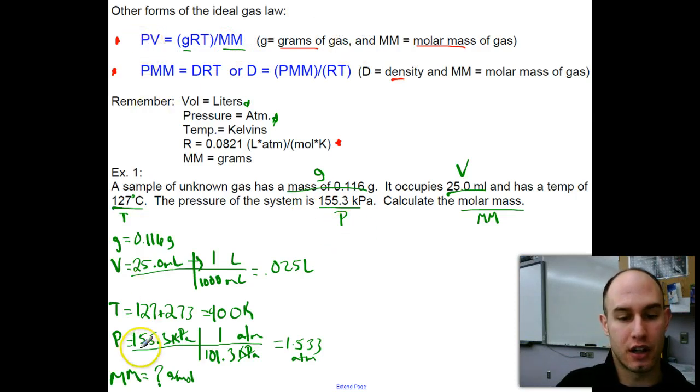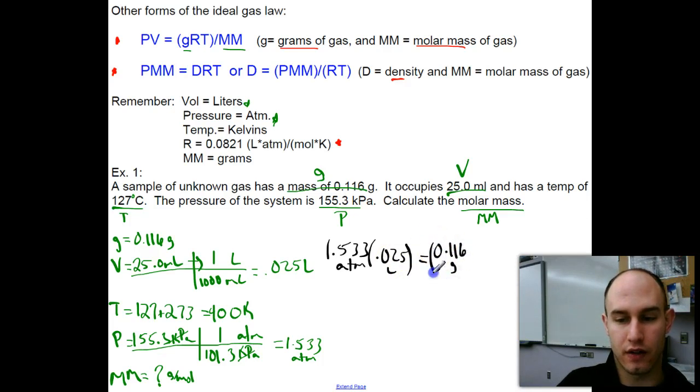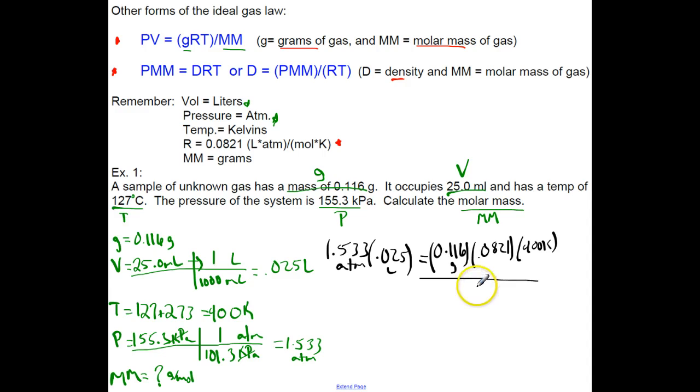So pressure is 1.533 atm. Volume is converted here to 0.025 liters, equals grams of a gas, which is 0.116 grams. So that's g times R, which is 0.0821, and T, which is temperature, which we found was 400 Kelvin, the whole thing is divided by the molar mass, M.